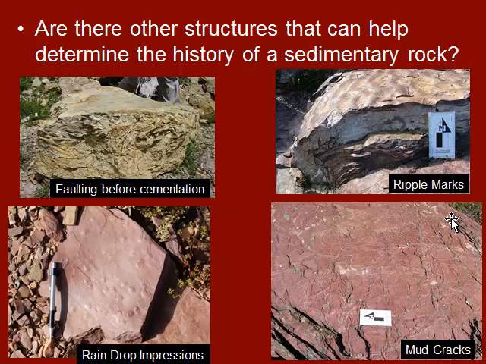So what other structures can help determine the history of a sedimentary rock? We have a couple of different things here, and these are all actually in the same location in Glacier National Park. In this image, we can see these wavy ripples on the surface of the rock. These are ripple marks. They form in pretty calm water where the wind, or maybe a slight current, moves the water back and forth to form those ripples. And this rock alternates from these ripples to mud cracks and then to raindrop impressions. So what happened in this environment is that it was alternating wet and dry.